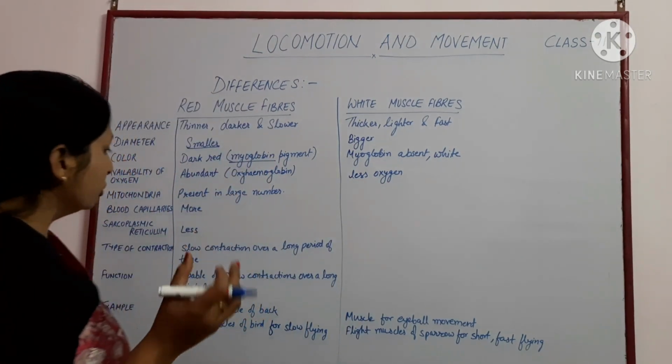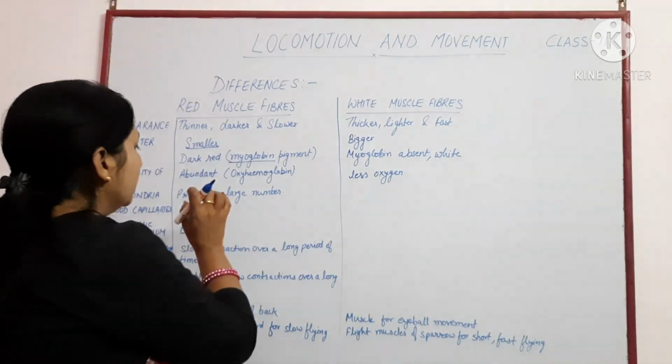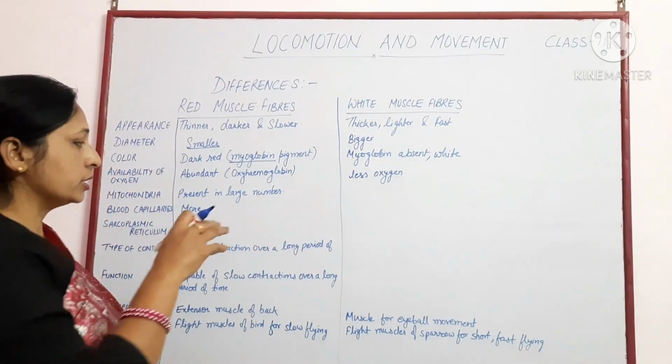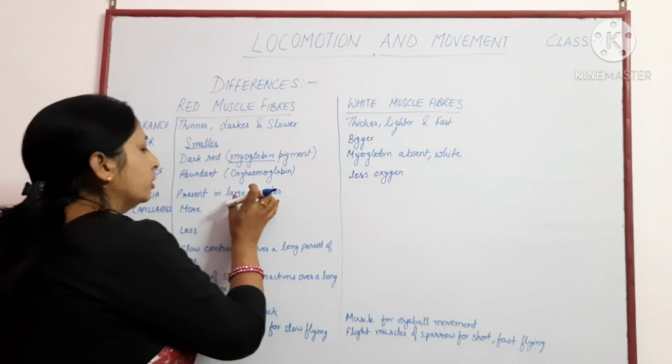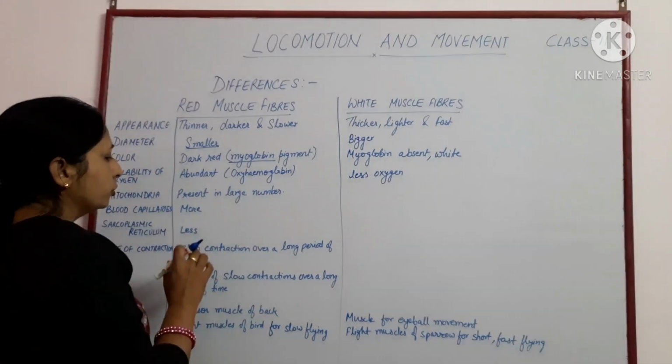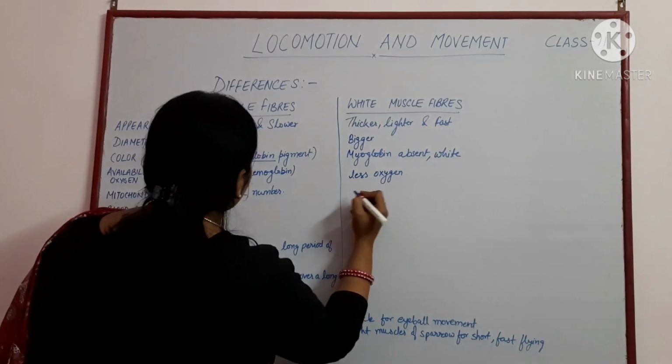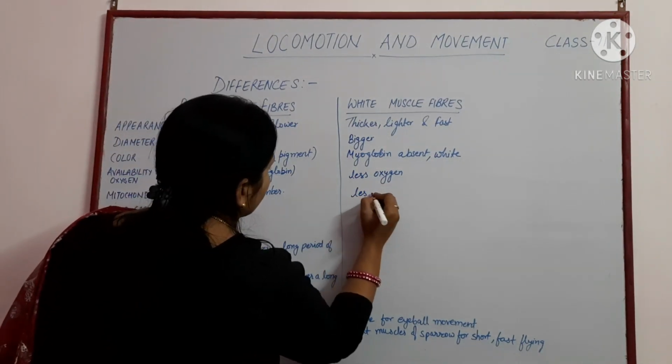Next is mitochondria. It respires through aerobic respiration. Oxygen is more, so a large number of mitochondria is present in the red muscle fibers, while here it is present in less number.